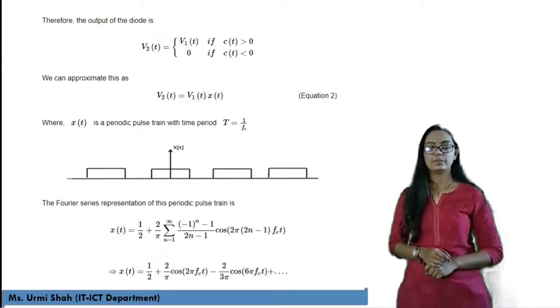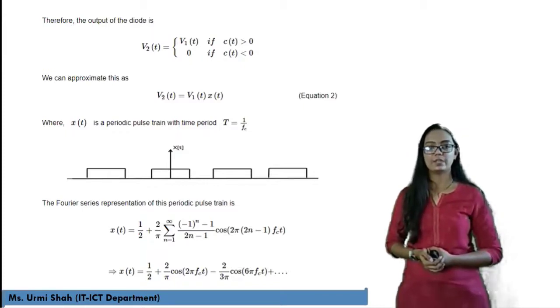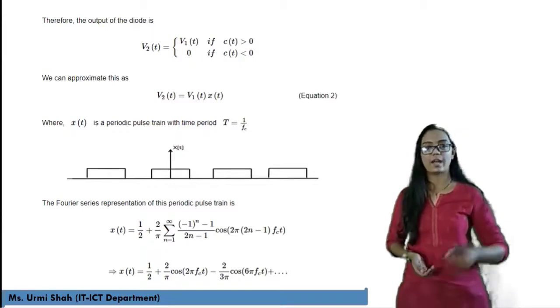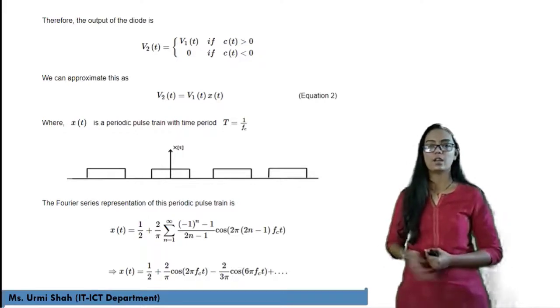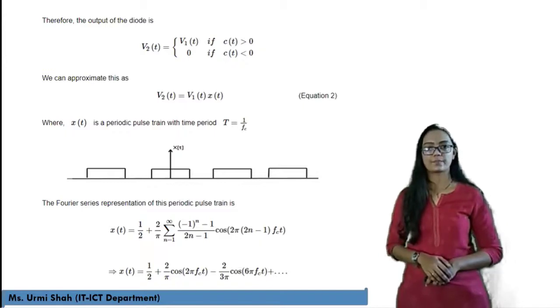So basically V2 of t will be equal to V1 of t whenever the carrier signal has positive amplitude, and it will have 0 value whenever the carrier signal has negative amplitude. So this is the logic used over here in the switching device. The ideal diode acting as a switch, that concept is used over here.